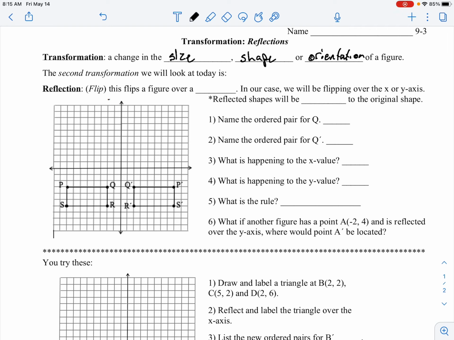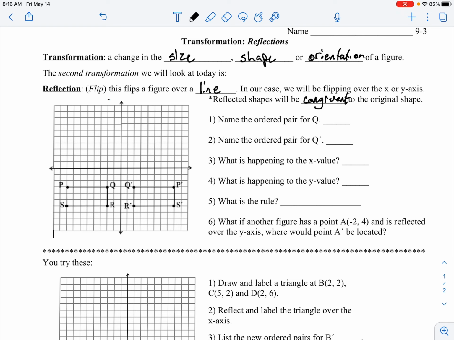So reflection is just a fancy word for flip. What we're doing here is we're flipping the figure that we have over a specific line. In our case today, we're only going to be flipping over the x or y axis. And reflected shapes will be congruent.